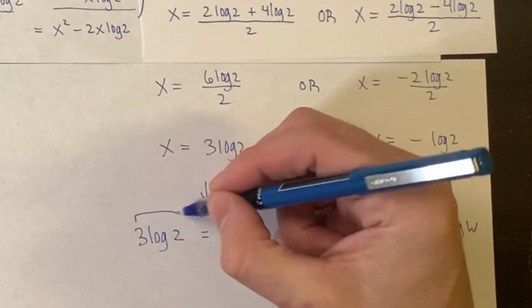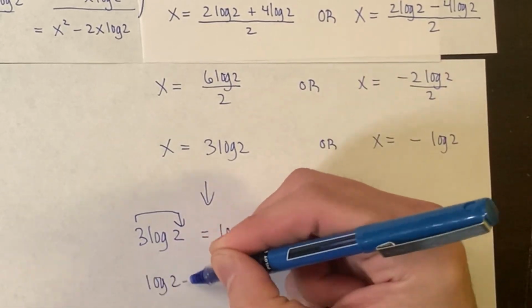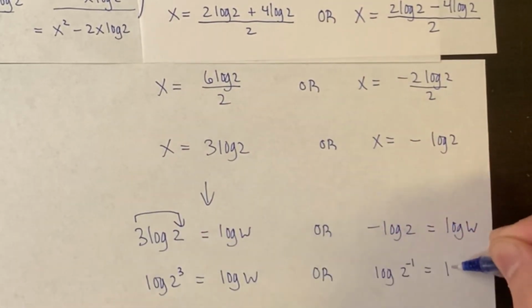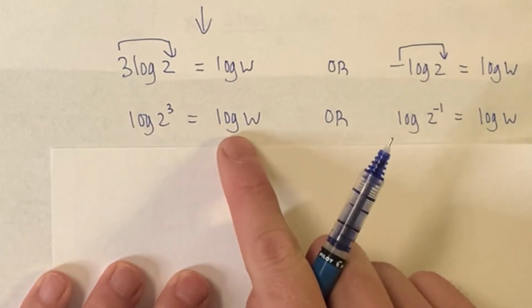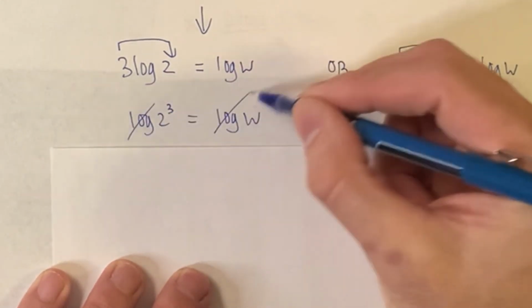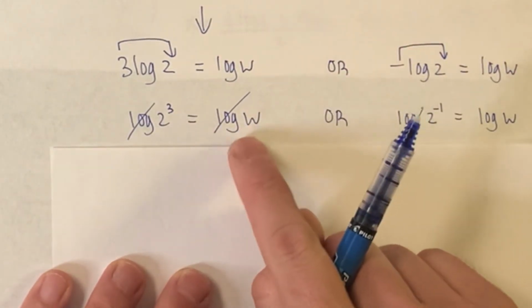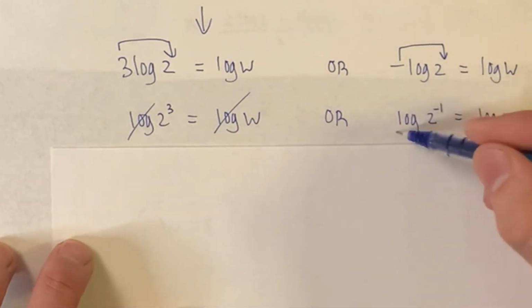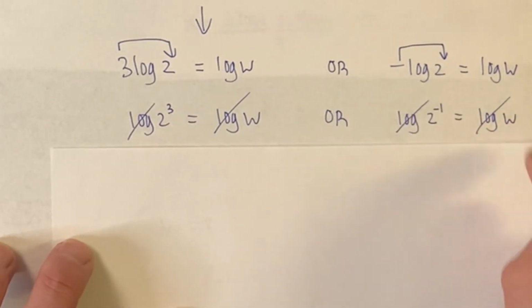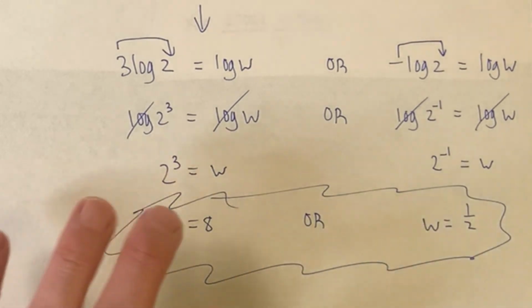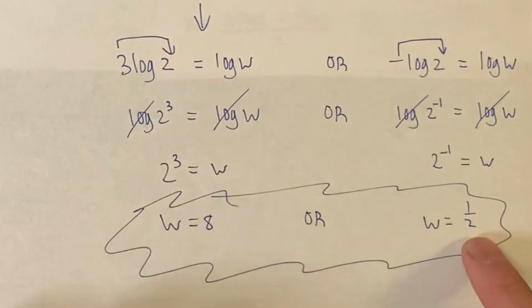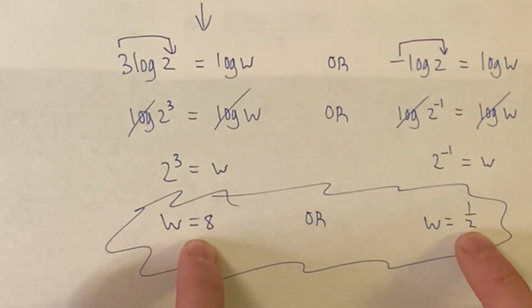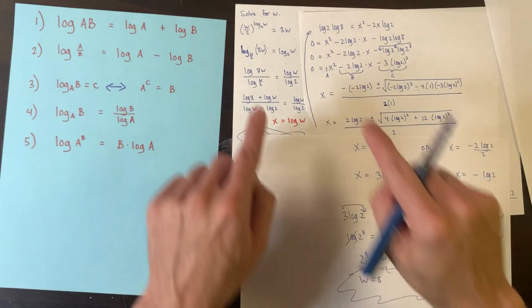So now let's take this 3 and bring it upstairs. And then notice that it's just log and log. So the logs can knock out, and it's just 2 cubed equals w. And here also these knock out. So it's just that equals w. And so we have our final answers of w, 8 and 1/2. And both of these do in fact satisfy the original equation.